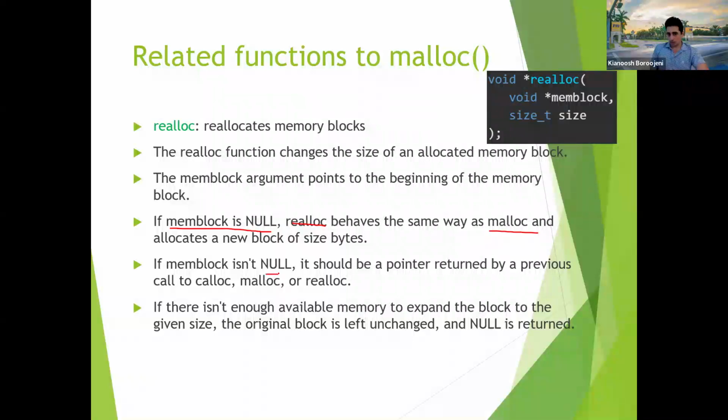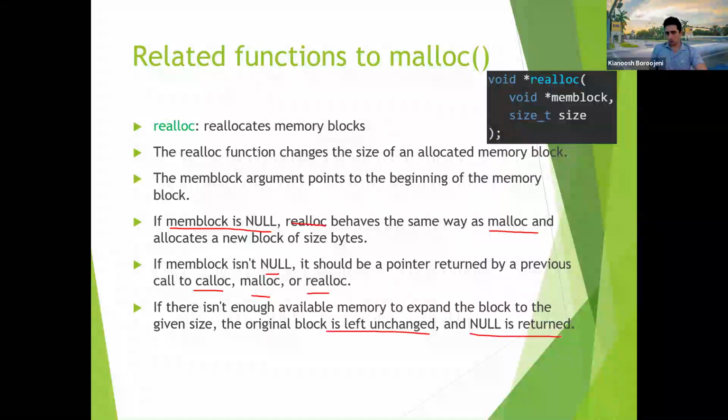If the memblock is not null, then basically the first parameter should be a pointer returned by a previous call to calloc, malloc, or realloc. I talked about all of that. And if there's not enough available memory to expand the block to the given size, then the original block is left unchanged and null is returned. So that's how things will look.